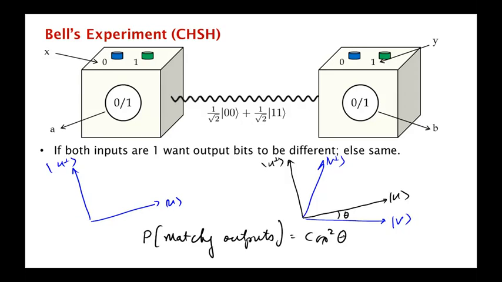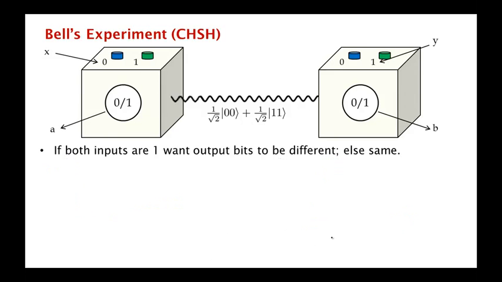So what we want to do is set things up cleverly so that in the three cases where we want the outputs to match, cosine squared theta is close to 1. And in the case that the two outputs are supposed to be different, we want to make sure that cosine squared theta is almost 0, or sine squared theta is close to 1. So how do we achieve this? Well, we have to pick these angles carefully. Once you think about it a little bit, there's sort of a unique way of picking these angles to maximize the sum of these probabilities, and that's done like this.